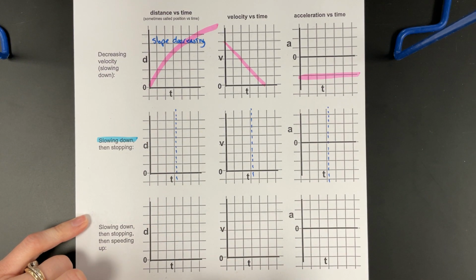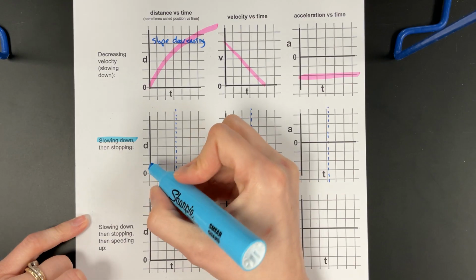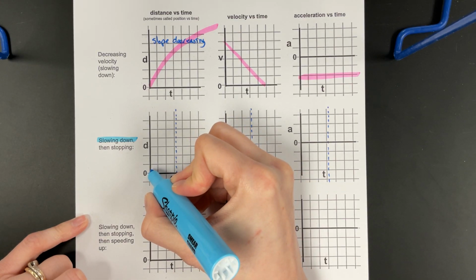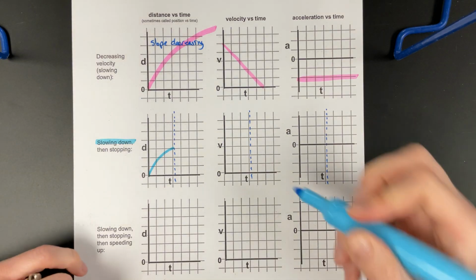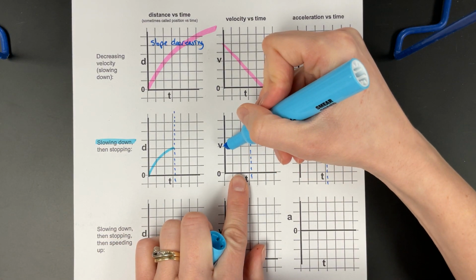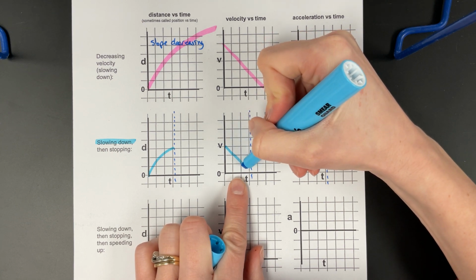Then we're stopped. So if we're first slowing down, I'm going to do that part in blue. First we're slowing down. What does that look like if I'm slowing down on a distance graph? Well, just like this one up here. Starting steeper, but my slope is getting less and less. What does that look like on a velocity graph? My velocity is decreasing. I'm starting with a higher velocity, but over time my velocity is decreasing.